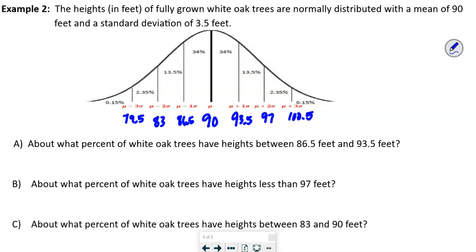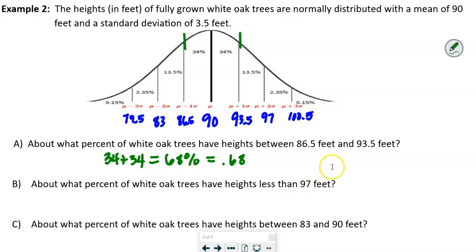Okay. Now we're going to answer our questions, and these are all empirical rule questions. So it says about what percentage of white oak trees have heights between 86.5 and 93.5. So between here and there. So isn't that going to be 68% because it's 34 plus 34. So that's 68%, which again is equal to 0.68.